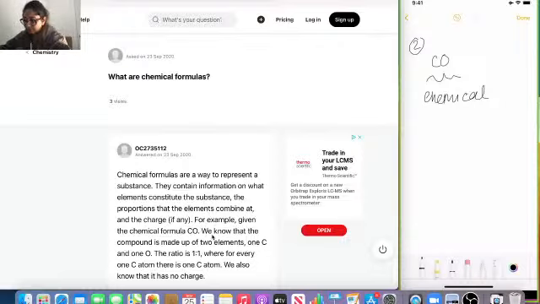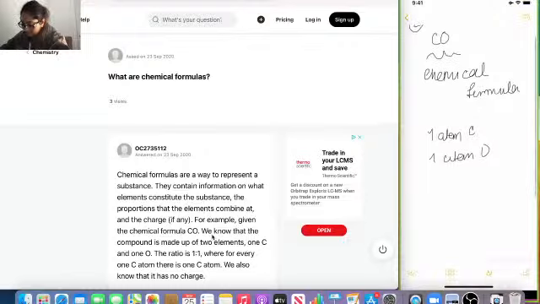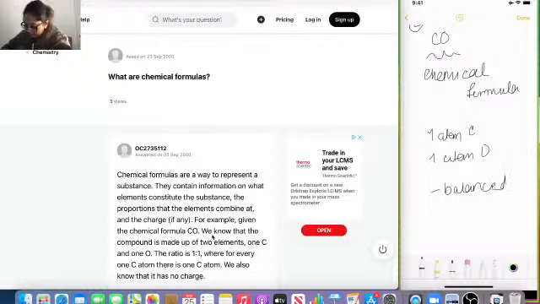It's in a balanced form, it makes up a chemical. Over here you can see there's 1 atom of carbon and 1 atom of oxygen. When you're writing a chemical formula, it must be balanced. So it has to be in a balanced state. That's how it gets its name.